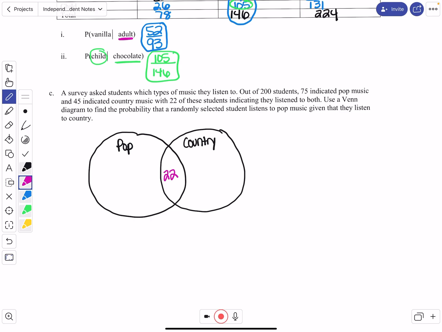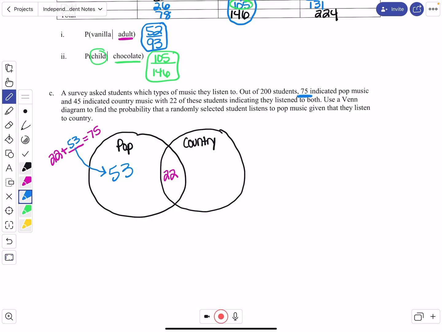So for the pop, what we know is we know that 22 plus something equals 75, okay? And so that number, if you just subtract 22 from 75, that is 53. So that means 53 goes in here, because 53 plus 22 is 75 total. That gives us our 75 for pop music. 75 total for pop music with the 22 overlap, okay? So that's where the 53 comes from for here.